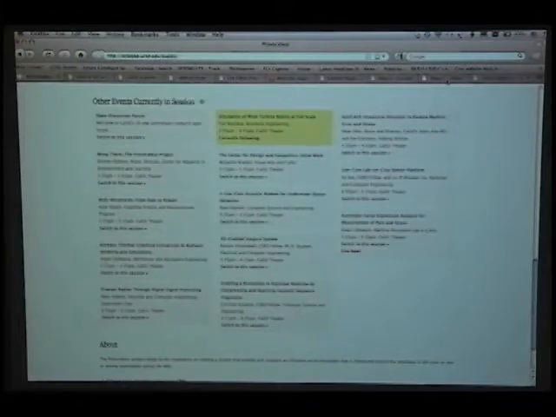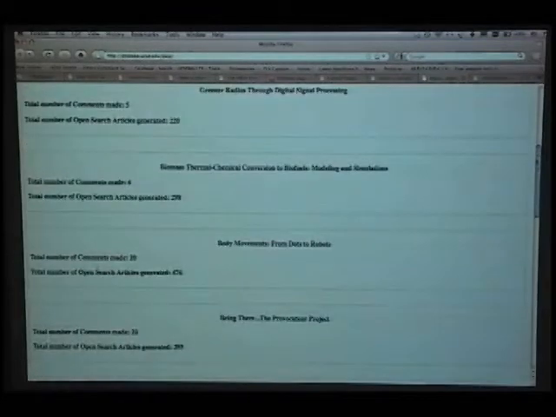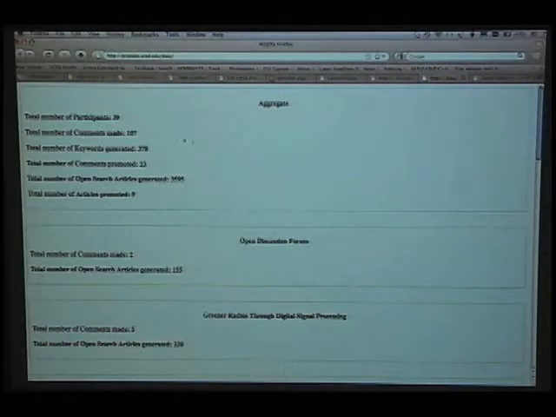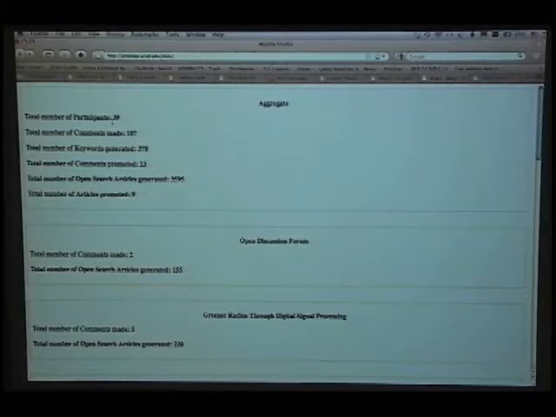So we do have basic data about the number of people who attended the show. We had like 39 people logged in, and a total of 107 comments made. Then the system had to go to work and generate the keywords. So it generated almost 400 keywords. Some people responded to the comments and promoted them, so that's about 23 comments promoted. Of course, there were a lot of open search articles generated, and I was trying to browse through some of them.